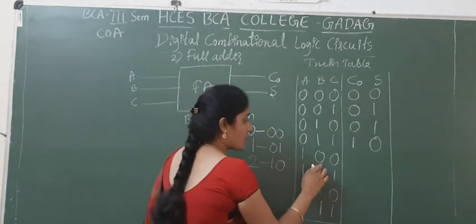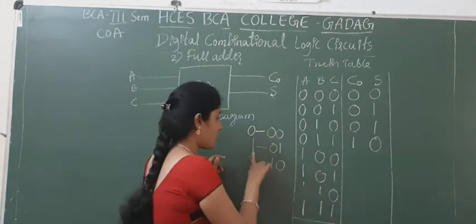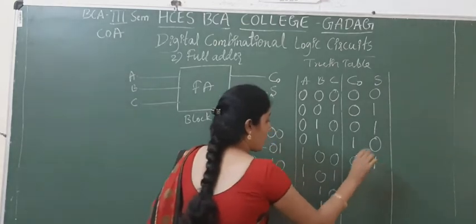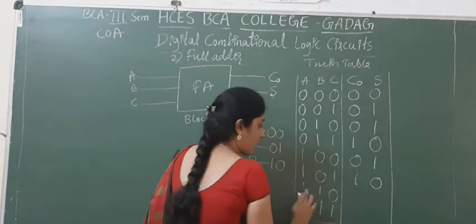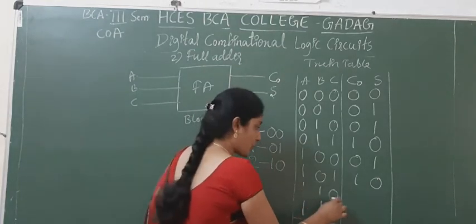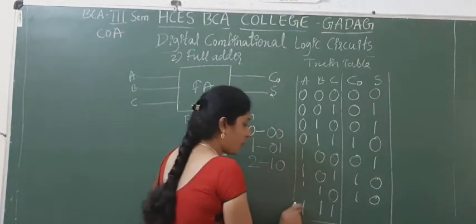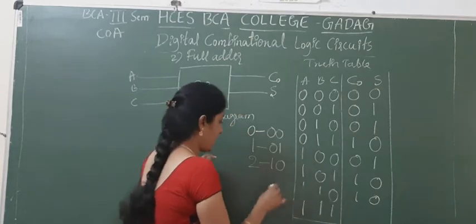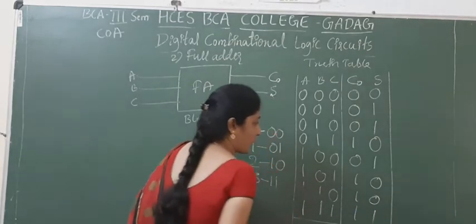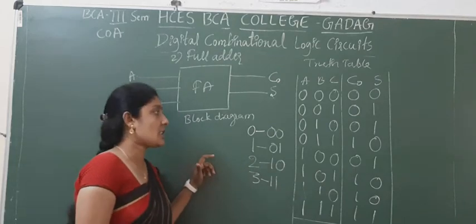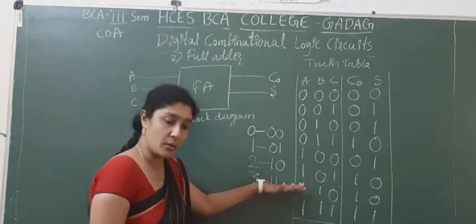Next, 1 plus 0 plus 0, 1. So 0, 1. 1 plus 0 plus 1, 2, 1, 0. 1 plus 1 plus 0, 2, 1, 0. 1 plus 1 plus 1, 3. 3 is nothing but 1, 1. So it is 1, 1. Okay. So this is about the truth table of the full adder.